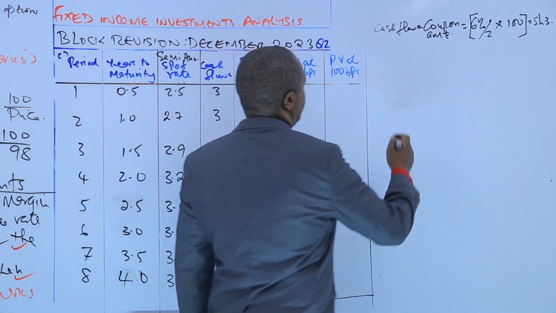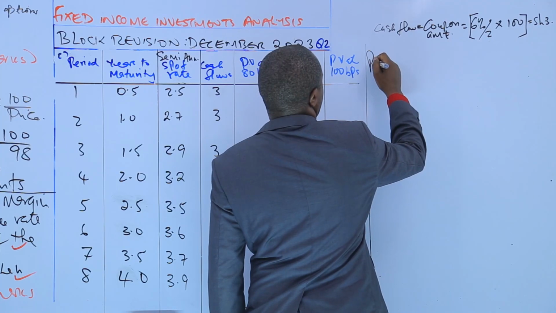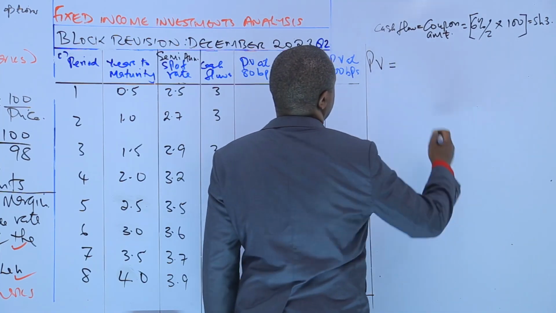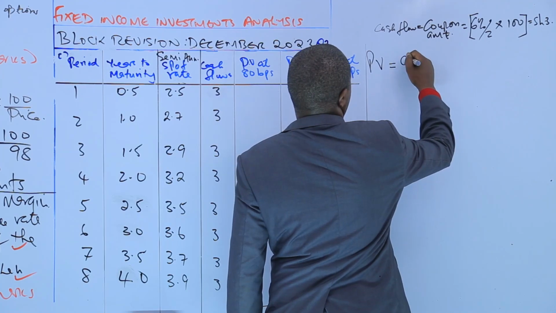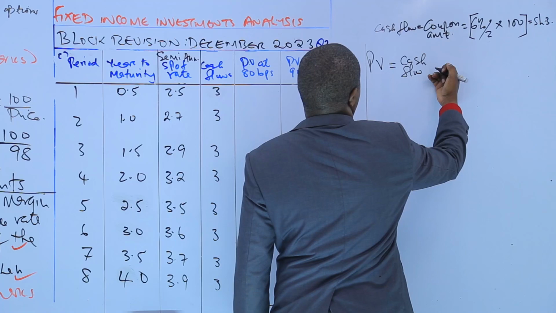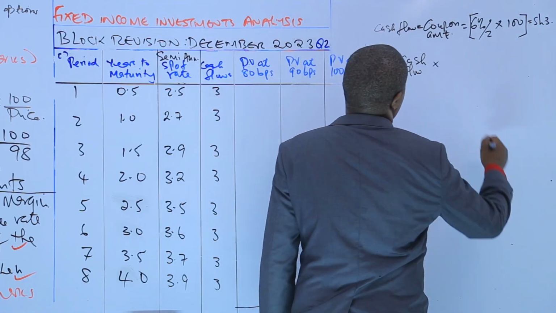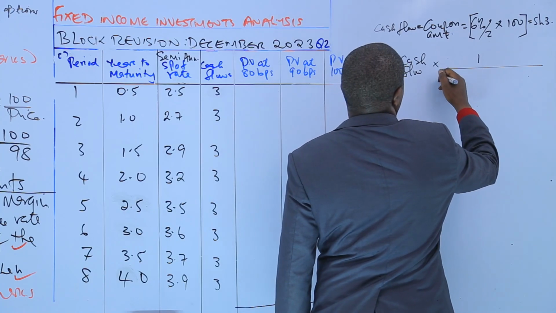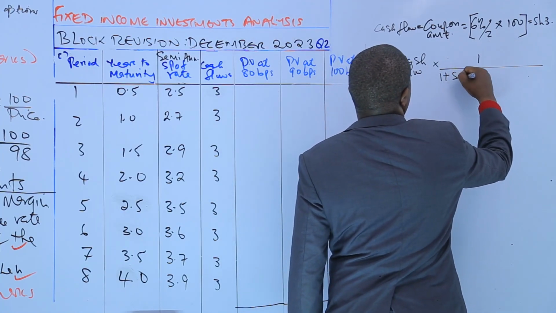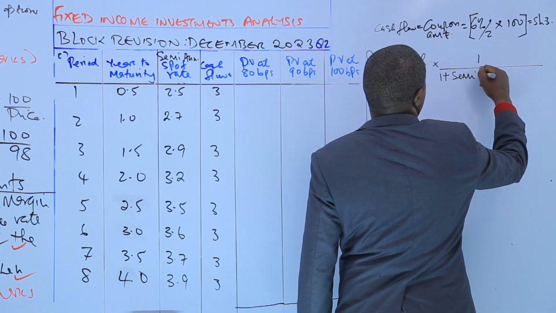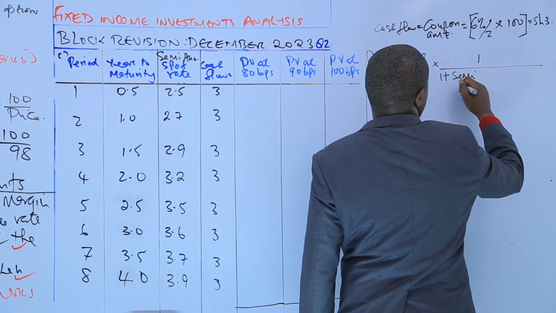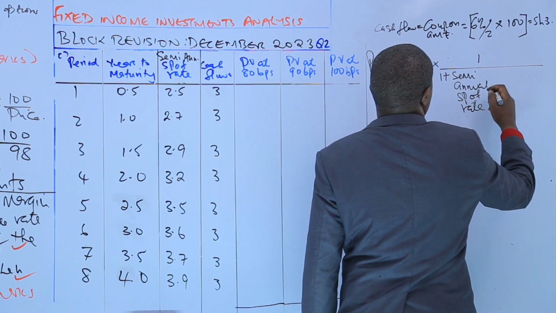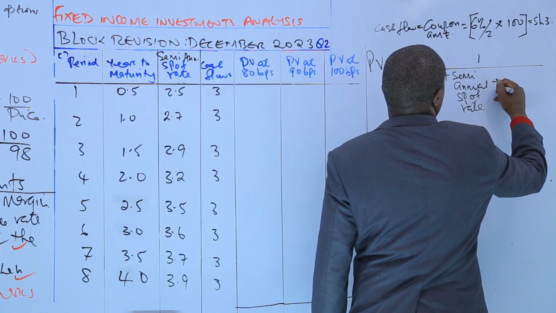So the present value will be equal to the cash flow times 1 divided by 1 plus the semi-annual spot rate plus the basis point.